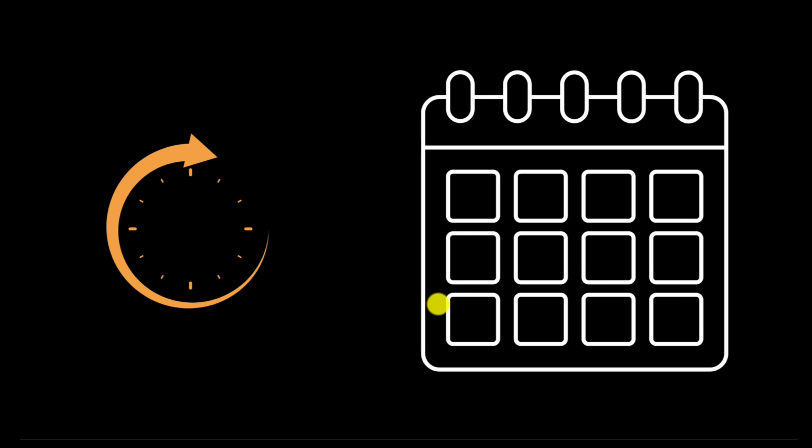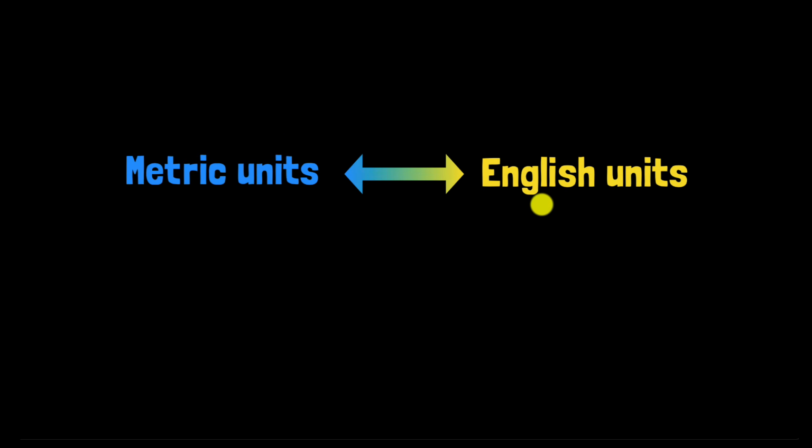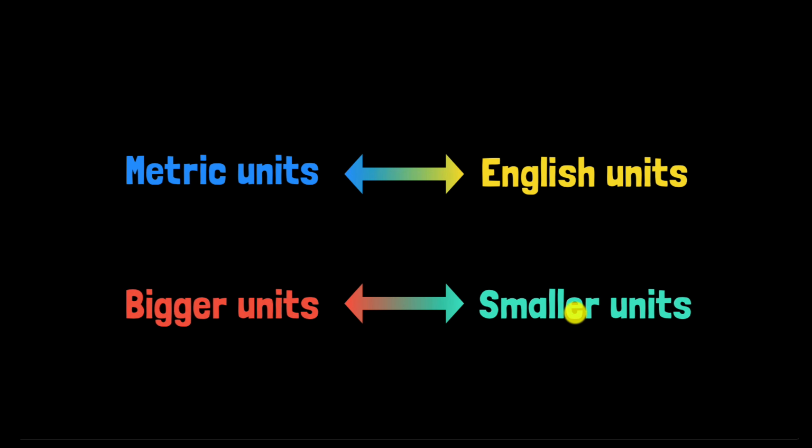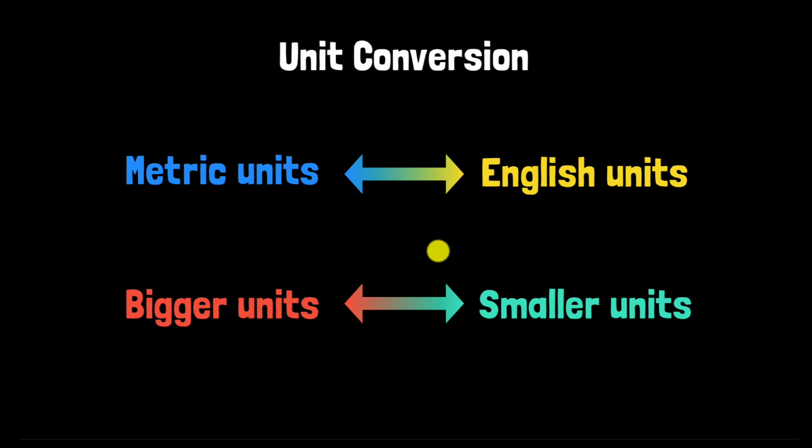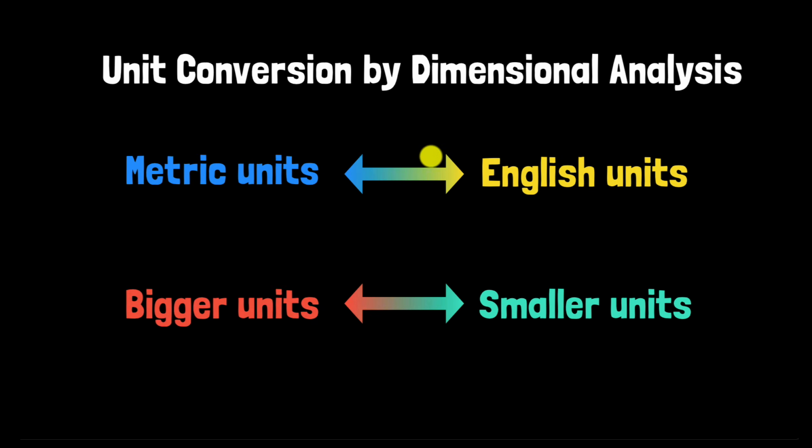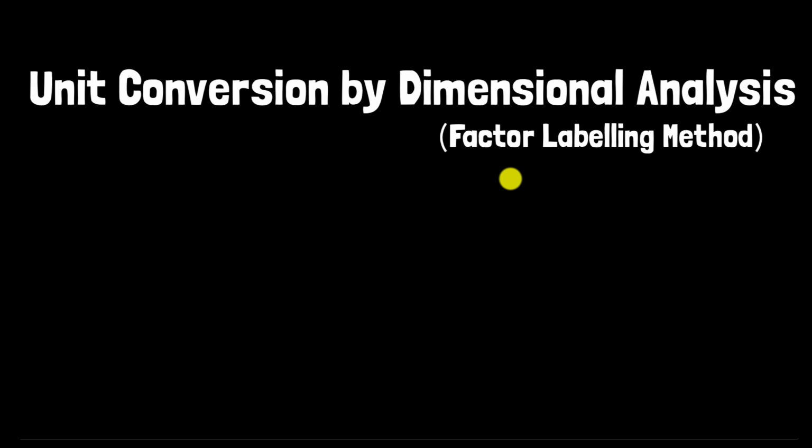Scientists have to convert units all the time. Sometimes it's converting from one system to another, or other times it is converting within the same system, but from a bigger unit to a smaller unit. So unit conversion is super important. And one of the cool ways of doing that is by using dimensional analysis, which is also sometimes called factor labeling method. I know, fancy terms, but let's see what they mean.